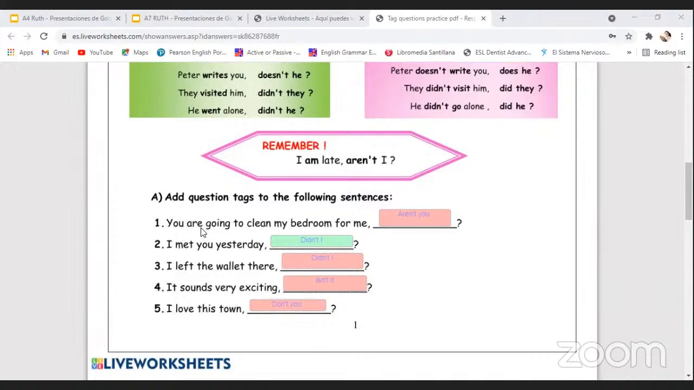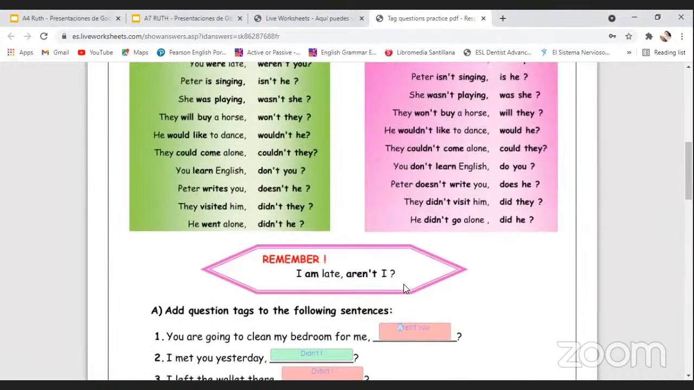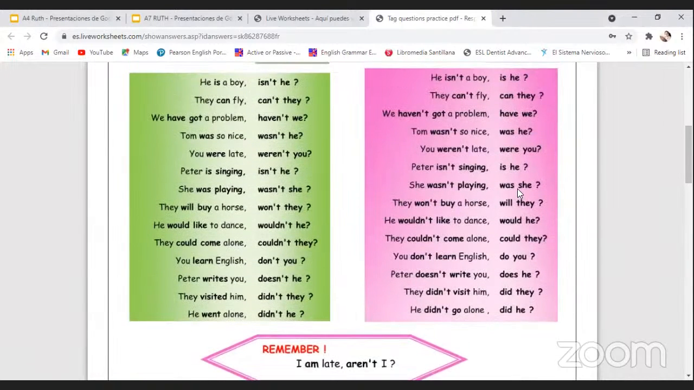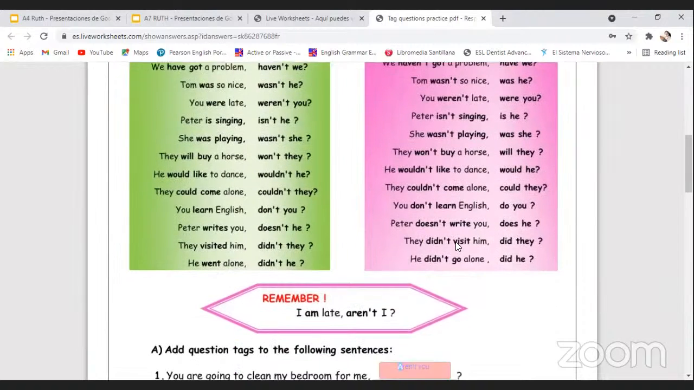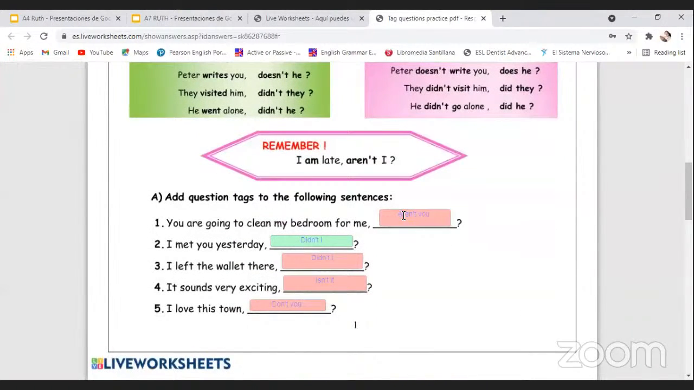You are going to clean my bedroom for me. Future with going to, ¿no? Futuro con going to. You are going. Aren't you? Oh, this one is correct. Maybe because of, sí, es por la mayúscula, ¿no? Porque como es una continuación de la oración, es con minúscula. ¿No? Es por la mayúscula que te corrigió mal.